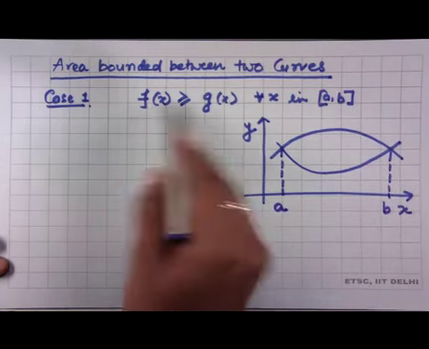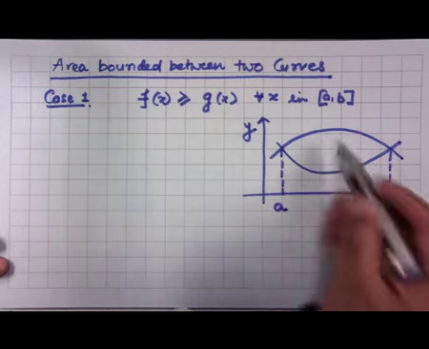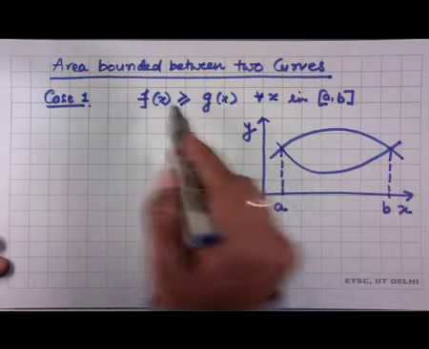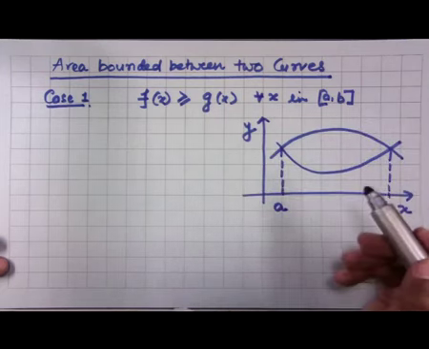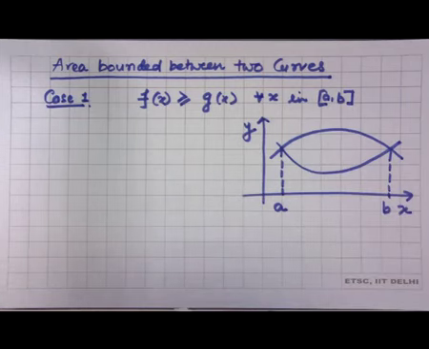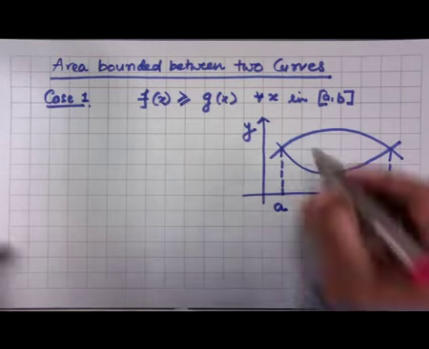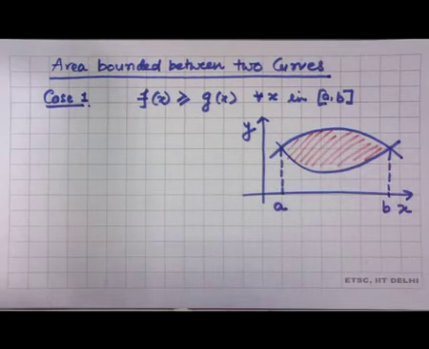So, you assume that f(x) and g(x) have the same value at a and b, but f(x) dominates g(x) in the interval a to b. So, the area bounded between these two curves is this. Now, how to compute this area?